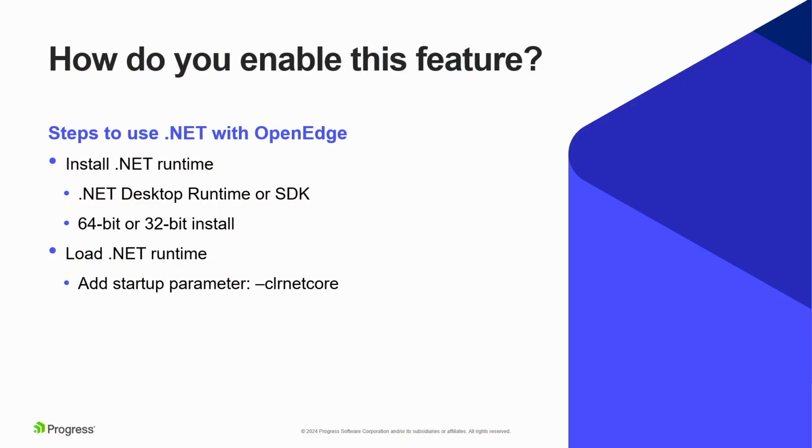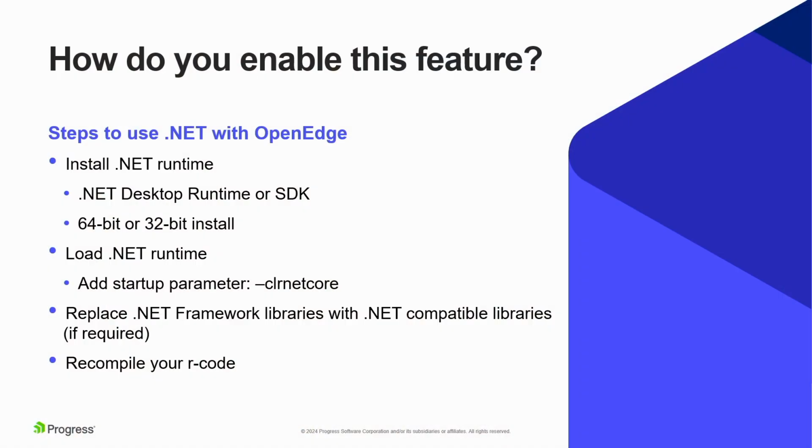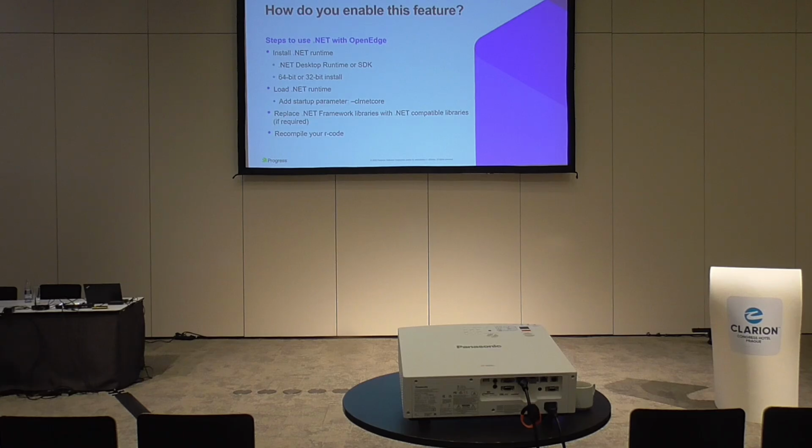So once you've downloaded and installed the installer, now you need to load it using the startup parameter CLR net core. And then, if you used any .NET Framework libraries in your existing applications and want to transition to .NET, you have to replace your .NET Framework libraries with .NET compatible libraries. And then lastly, recompile your code and you're off to the races.